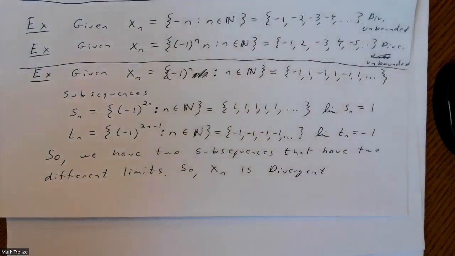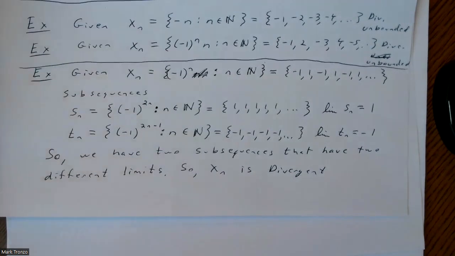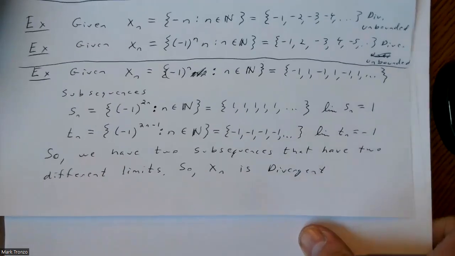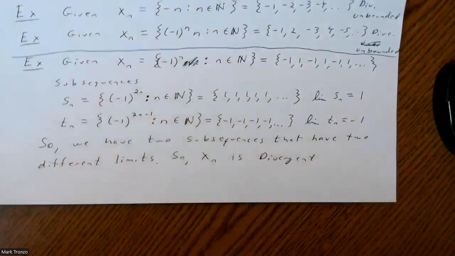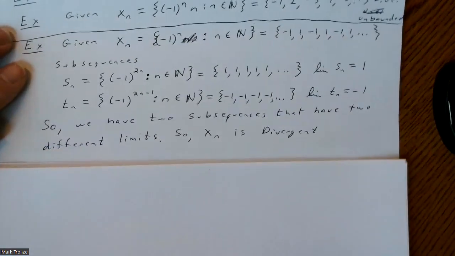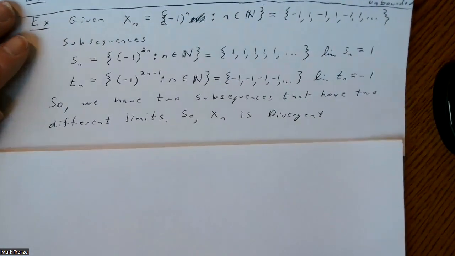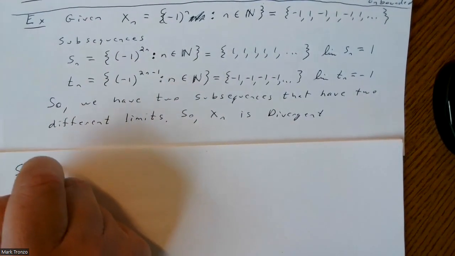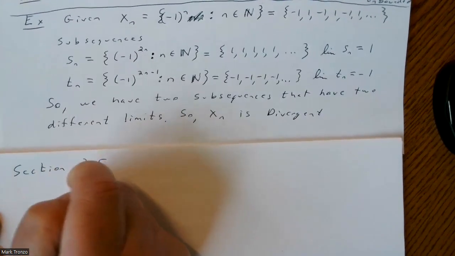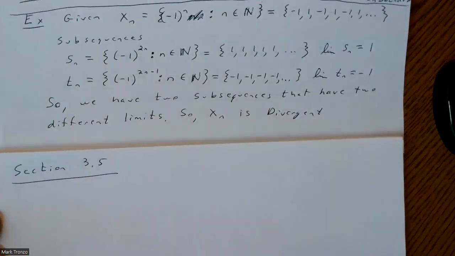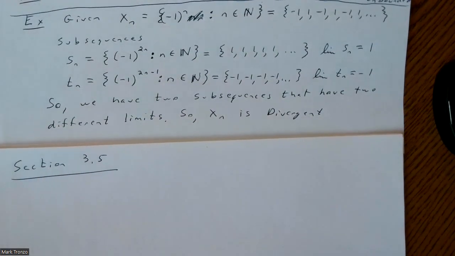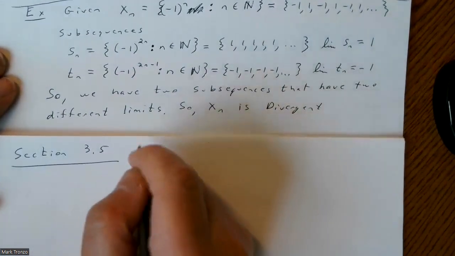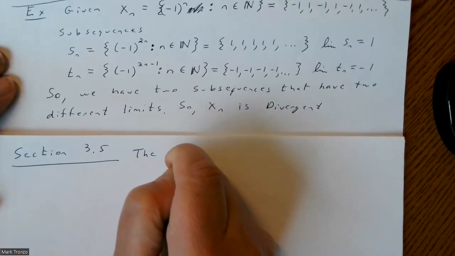Okay. You may have had a little bit of that in the past. This next one might be new to you, a Cauchy sequence, for this section 3.5. And so one thing we're talking about here, again, is the Cauchy criteria.